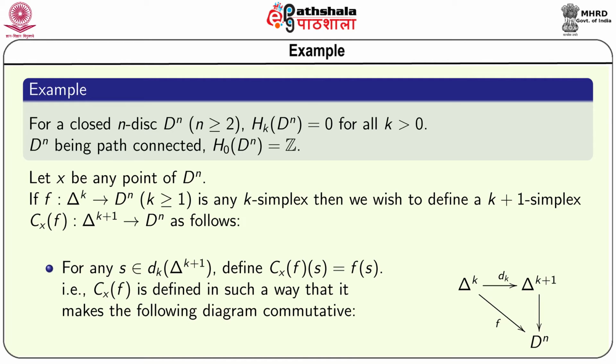If f is from Δ^k to D^n, any k-simplex, then we wish to define a (k+1)-simplex C_x f from Δ^(k+1) to D^n as follows. For any s belonging to ∂Δ^(k+1), we define C_x f(s) equal to f(s). That is, C_x f is defined in such a way that it makes the following diagram commutative.